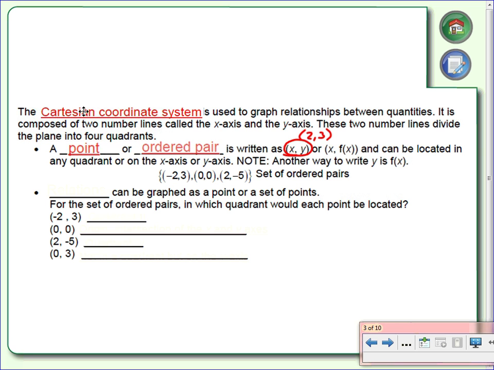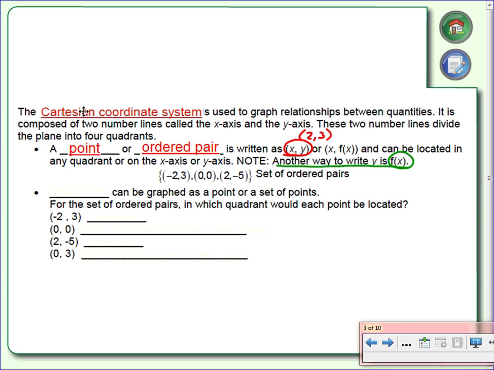And when we write a point or an ordered pair, it's written so that we have the x value first, the y value second. Notice that we can also write it as x, comma, f of x. That's another way of writing it. That's a good question. Notice right here, it says that another way we can write the y is by using f of x. So when you see f of x, it represents the same thing as the y. They're kind of the same thing.